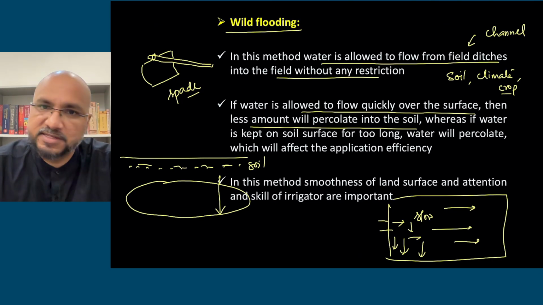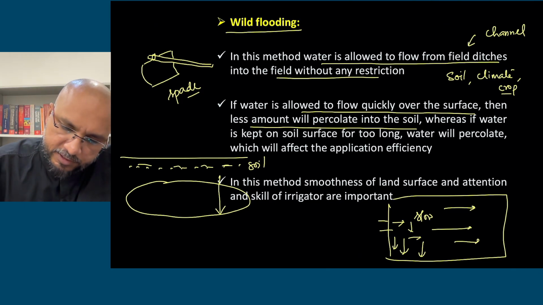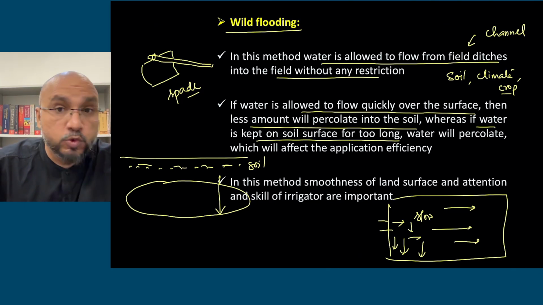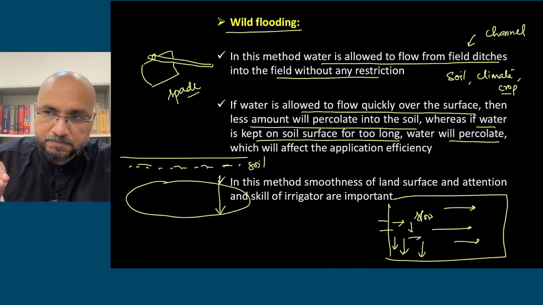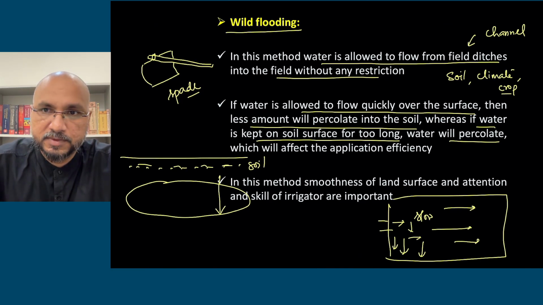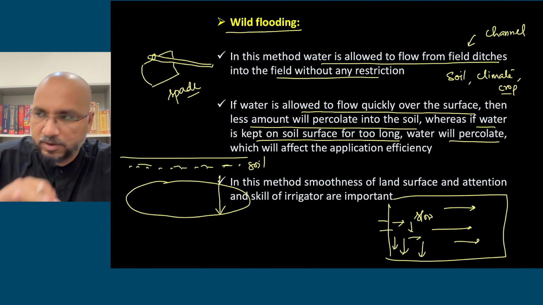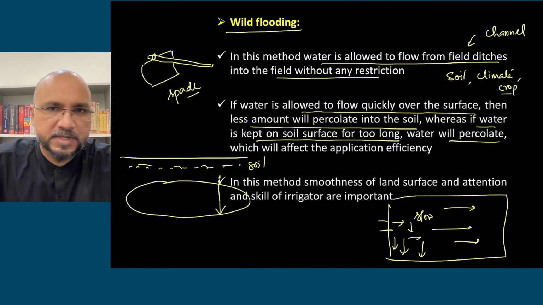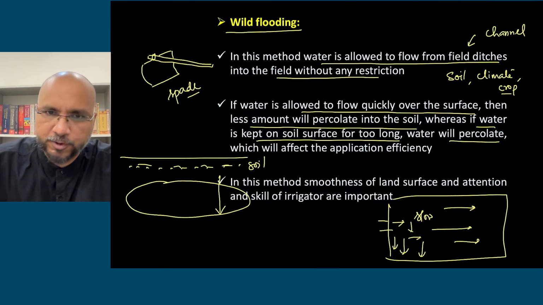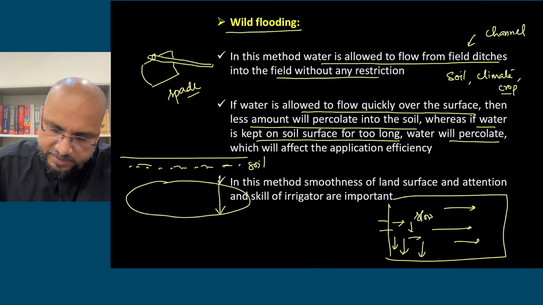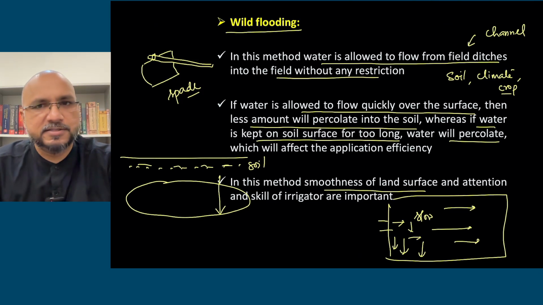So experience, skill of the labor or the farmer is also very important in this. So if the water is kept on the soil for too long, water will percolate, it will go deeper and it will be lost, it will go beyond the root zone. बहुत ज्यादा देर के लिए भी नहीं रखना चाहिए, बहुत जल्दी भी बंद करना नहीं चाहिए. हाँ, you should allow the water for sufficient time to enter into the field and wet the entire field. So it depends upon the soil also, climate, crop, skill of the worker, everything comes into play. So in this method, smoothness of the land surface and attention and skill of the irrigator is very important.